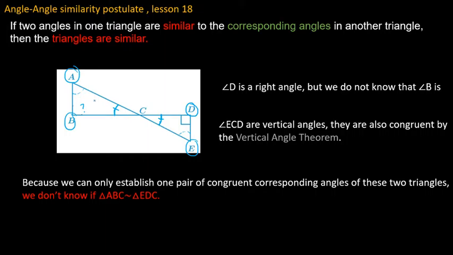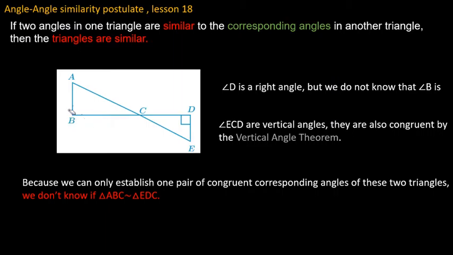So again, point being, don't assume. Had they told us this was a right angle, that would have been fine, but they didn't tell us that, and we're not allowed to assume it unless it is actually marked. And the vertical angle theorem doesn't really help us as far as establishing that sort of congruence either. So again, don't let a diagram like this fool you.